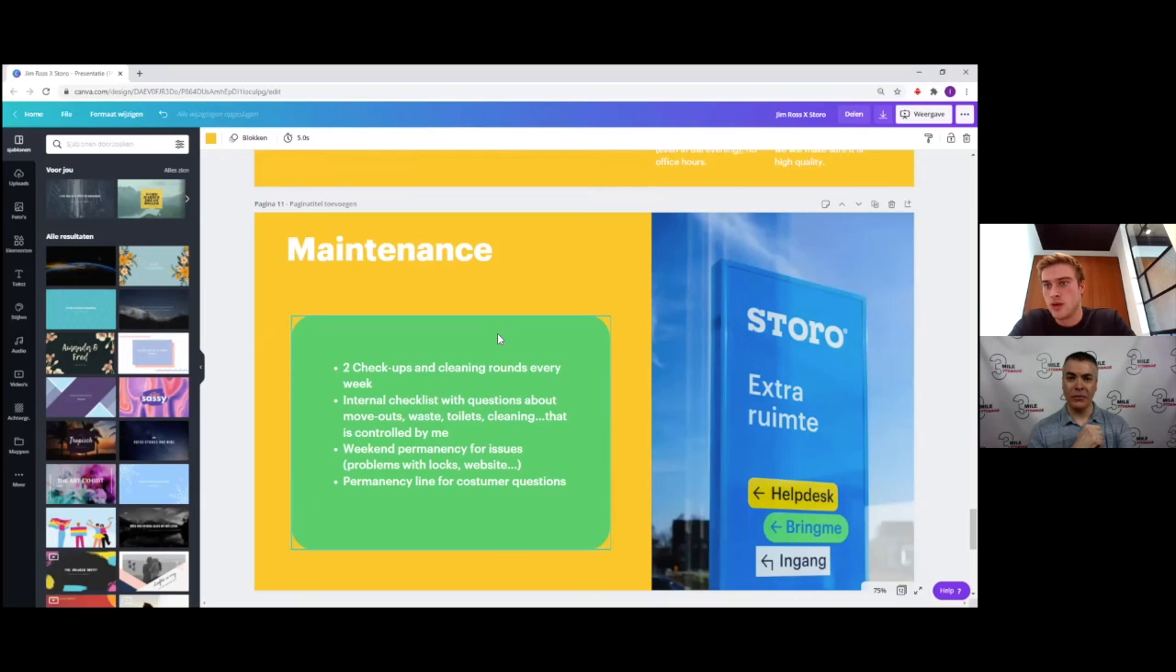And then, I do regular mystery shopping in my own facilities to see if it actually is what is filled in. And then, we have a weekend permanency, of course, for issues, because we work in an electronic environment. It is possible that some things go wrong in the weekend. There is a problem with the access control. You have to have someone who goes in and fixes it.